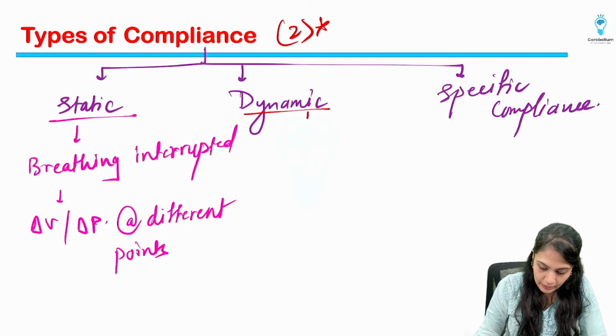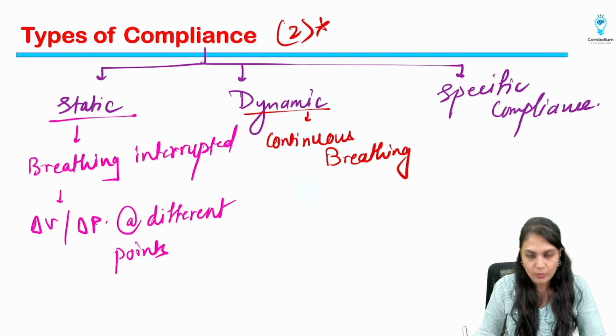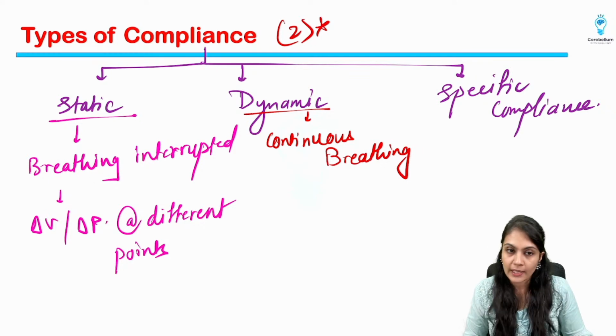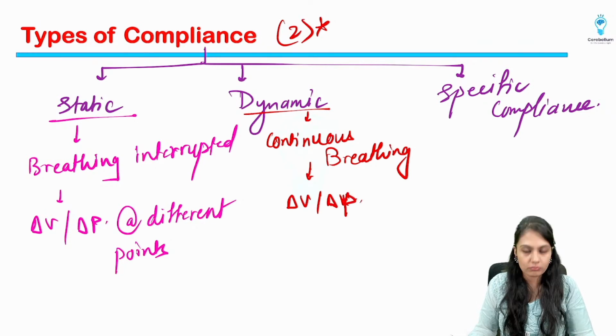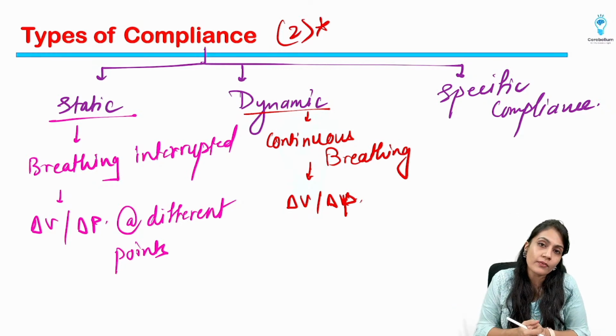What about the dynamic, when there is continuous breathing? Whatever continuous breathing is going on, continuous inspiration and continuous expiration will be measured, right? And then we are going to measure the delta V by delta P. Now it's okay if it is continuous or non-continuous. How is it going to make a difference?